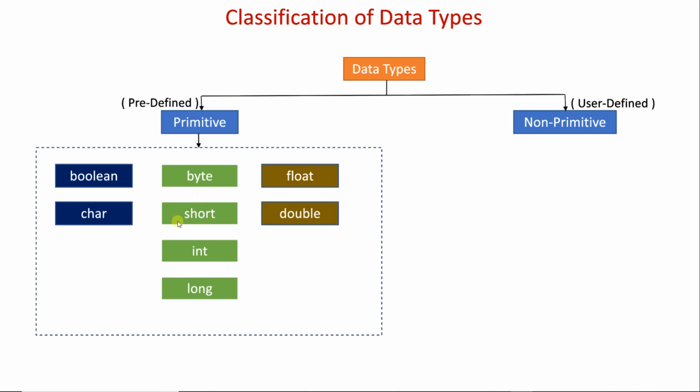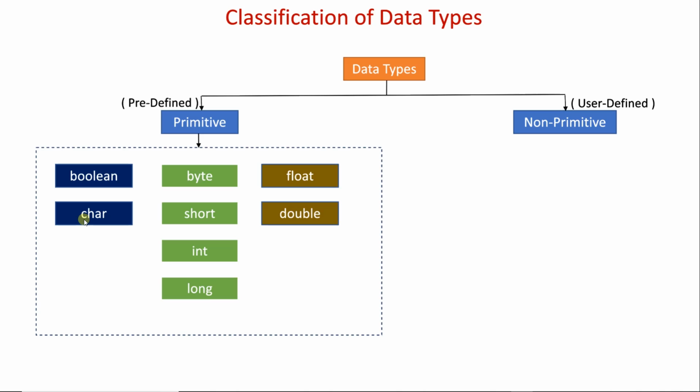Here this byte, short, int and long come under the integer family, meaning that they can store only numbers without a fractional part. But the difference between these is the size of the values they store. We will discuss it in the next slide. This float and this double come under the float family. The difference between these two is also the size of the value they store.